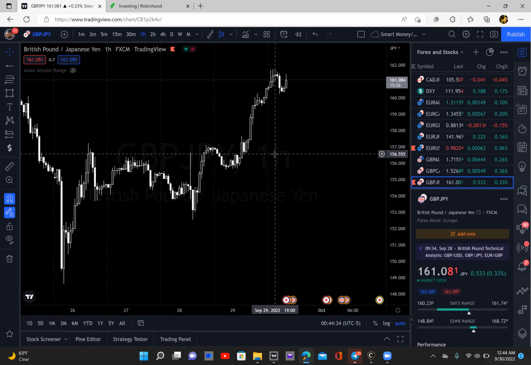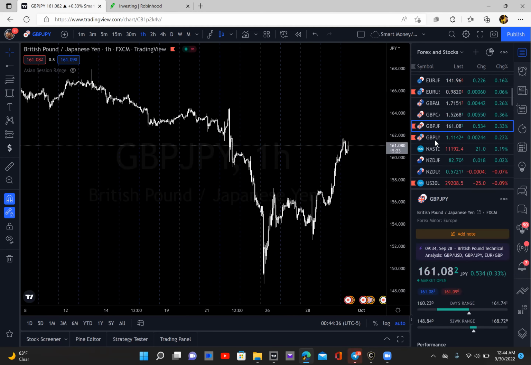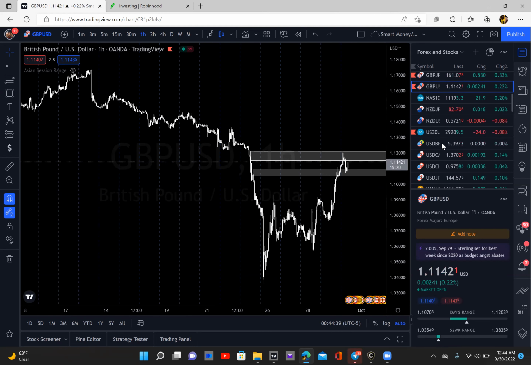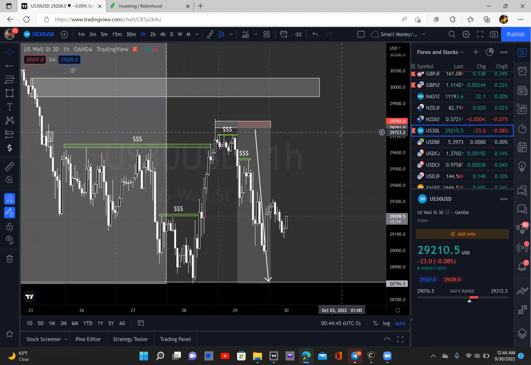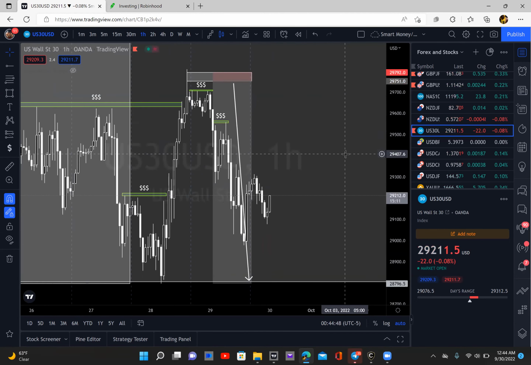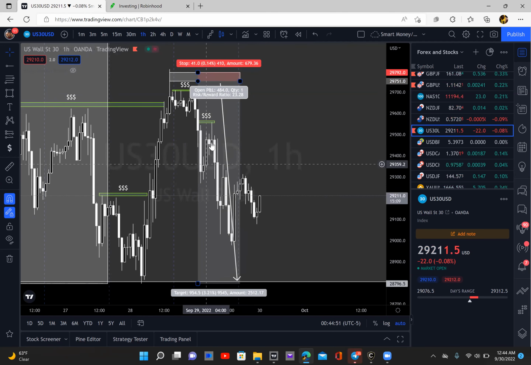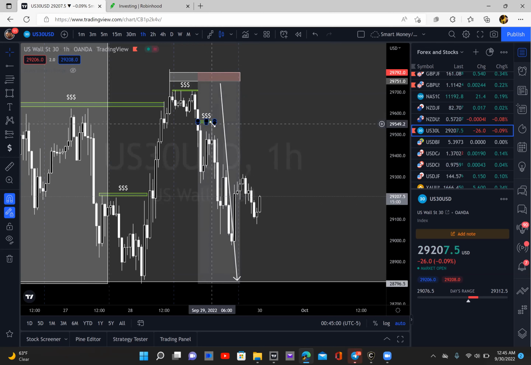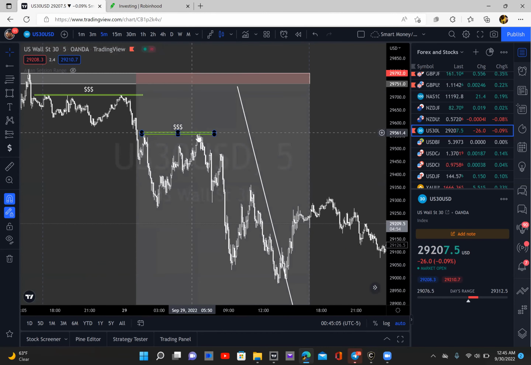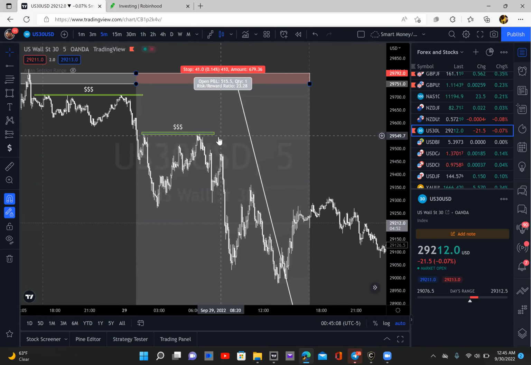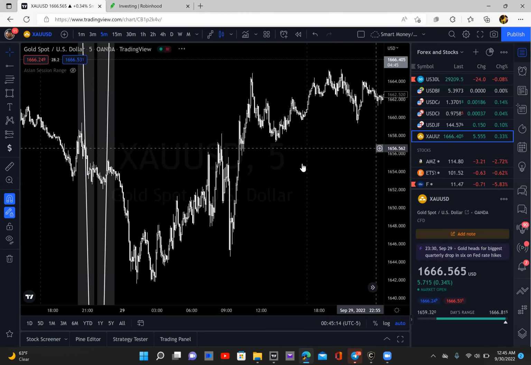GBP JPY, this is one of my favorite pairs. I don't have a setup on it though. GBP USD, no official setup on that. US 30, US 30 got me this morning because I took this buy up from here. I think I got in a bit too early and it stopped me out and then it went up. I was gonna buy it to the liquidity up here. It ended up stopping me out, but it's all good. That's why we trade responsibly.